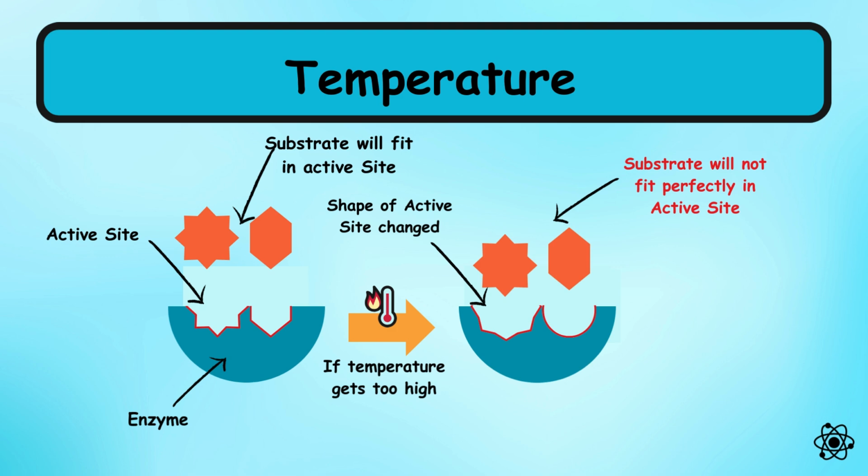This picture is an example of what will happen to the active site of an enzyme if the temperature is too high. As you may notice, the shape of the active site has changed and the substrate shape does not match with it anymore. And therefore, the enzyme will not work in this reaction.